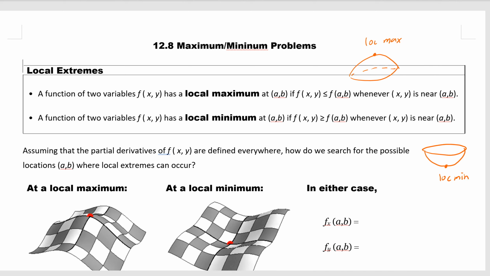Assuming that the partial derivatives of f are defined everywhere, how do we search for the possible locations (a,b) where local extrema can occur? Well, do you remember in Calculus 1, we also have a local maximum and local minimum. They occur at the critical point. Let me draw it here. So local max, local min in Cal 1.